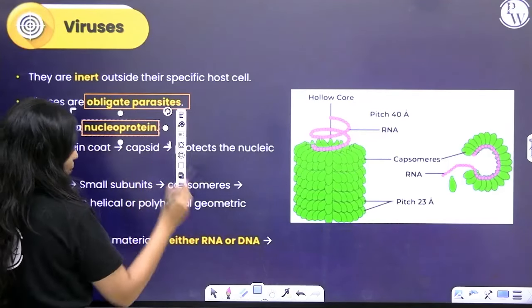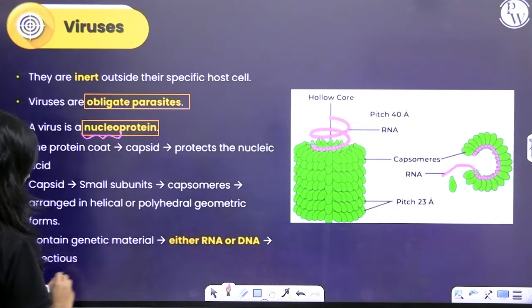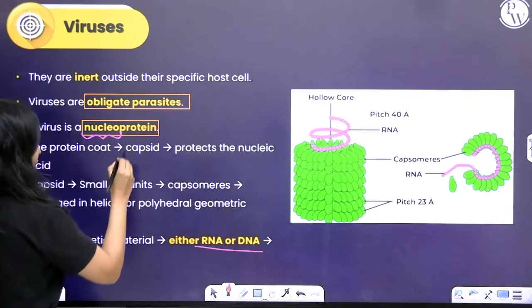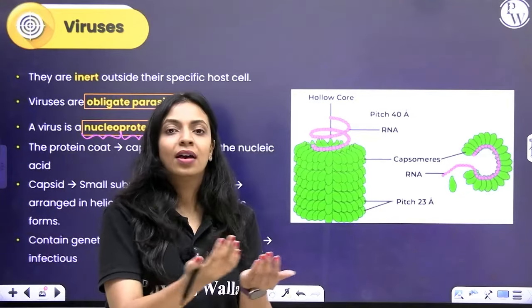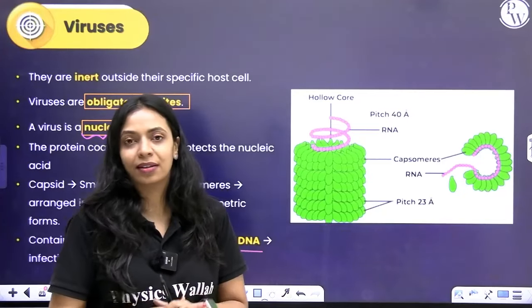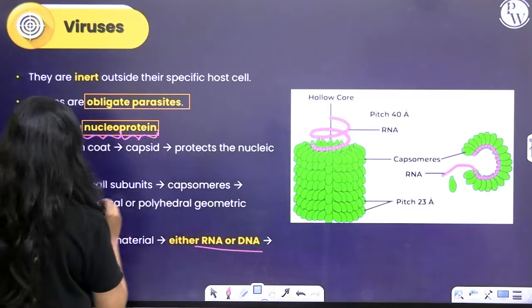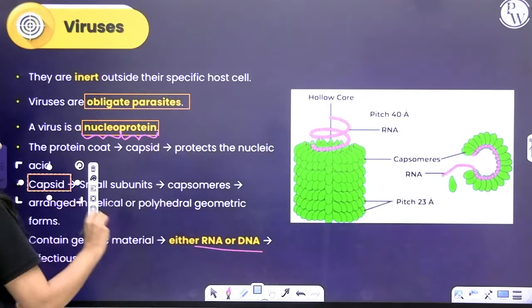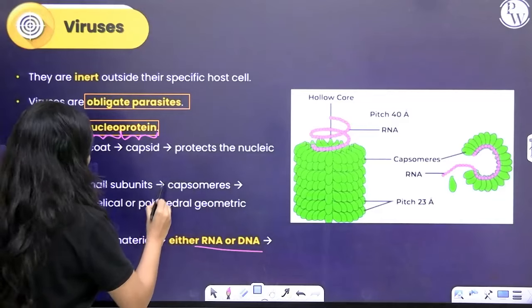It is a nucleoprotein, which means nucleo means it has nucleic acid, either RNA or DNA. Protein, nucleic acid in the center. Surrounding that, it has a proteinaceous outer coat or covering to protect the genetic material. Now, this protein coat that is there outside has a special name. We call it the capsid. Now, this capsid has many subunits present in it, which are called the capsomeres.